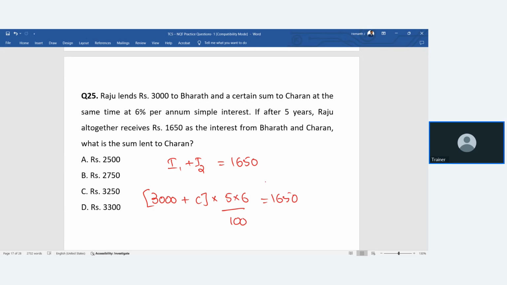So we can cancel this. We have to calculate the C value. That's it. So 1,650 into 100 divided by 30 will give 5,500. C will be 2,500. So the amount given to Charan is 2,500. Option A is the correct answer.